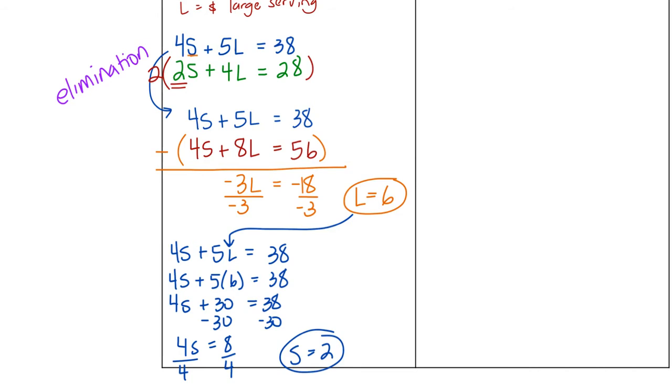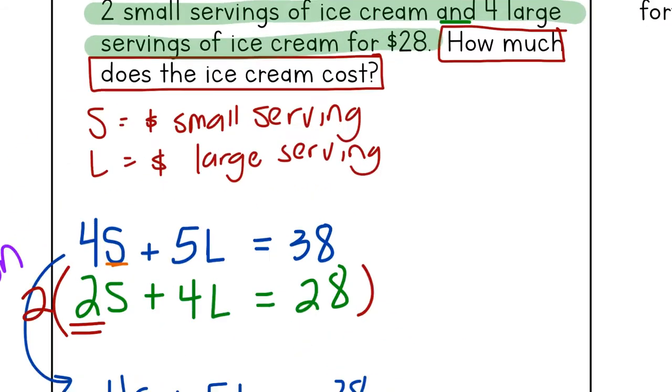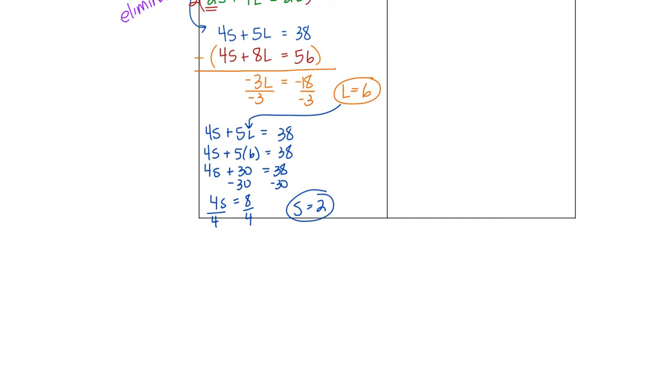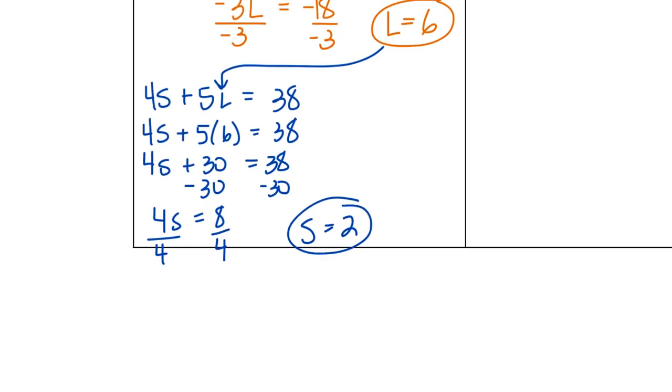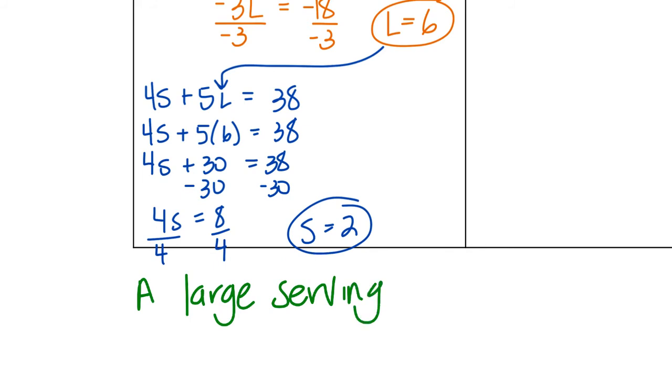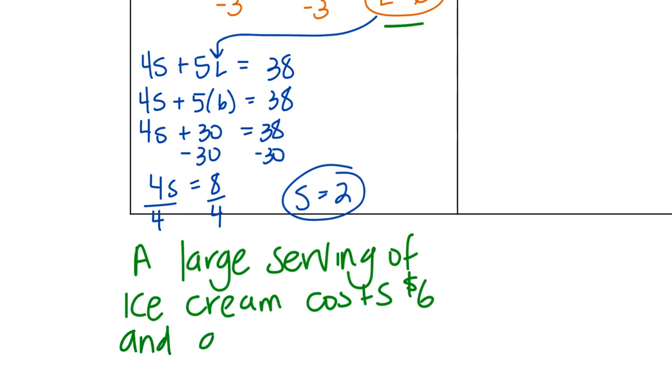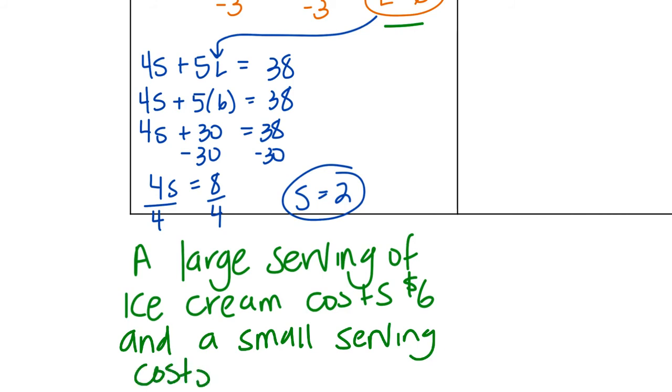But I want to know exactly what that means for our story problem. Again, what did L stand for and what did S stand for? They stood for the serving of the ice cream. S was for small and L was for large. So we're going to write our answer in a complete sentence. I kind of was writing big, so I'm going to write it down here. But let's say a large serving of ice cream costs how much? Well, L equals 6, so it costs $6. And a small serving costs, right here, $2.